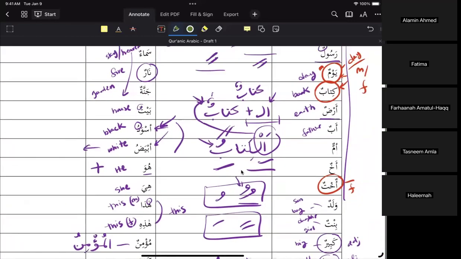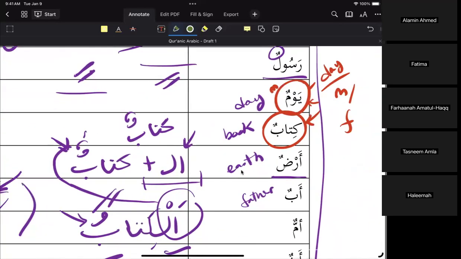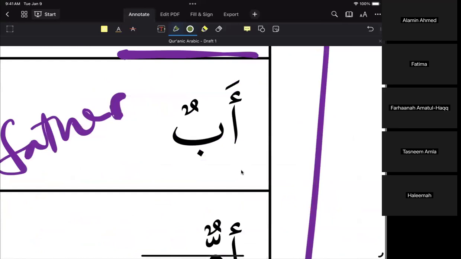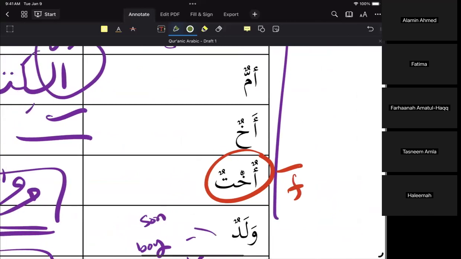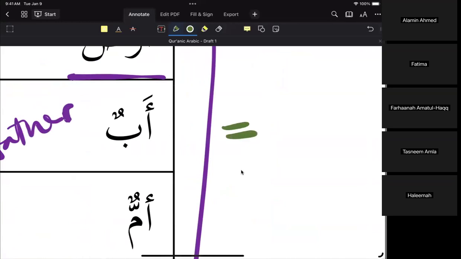So for example, this is ab, father. So how do you say mother? Do we add alif ta marbuta at the end to make it feminine and make it into mother? No, it doesn't work that way. Okay, this one will not work. Same thing with akh. They have a separate name. But ab has another word which is also used in the Quran.